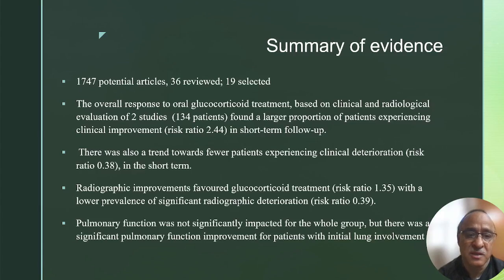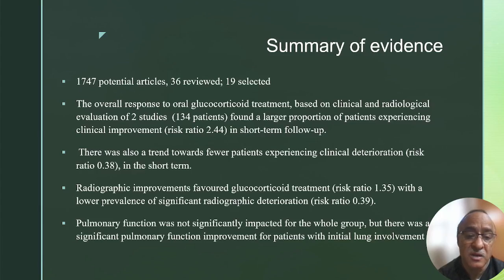So these recommendations are from the ERS task force systematic review of literature. They selected 19 studies out of a potential 1700 plus articles, and they found that in the overall response to oral glucocorticoid treatment, based on clinical and radiological evaluation, 2 studies found a larger proportion of patients experiencing clinical improvement, a risk ratio of 2.4 in short-term follow-up. And there was also a trend for fewer patients experiencing clinical deterioration in the short term. Radiographic improvements favored glucocorticoid treatment with a lower prevalence of significant radiological deterioration.